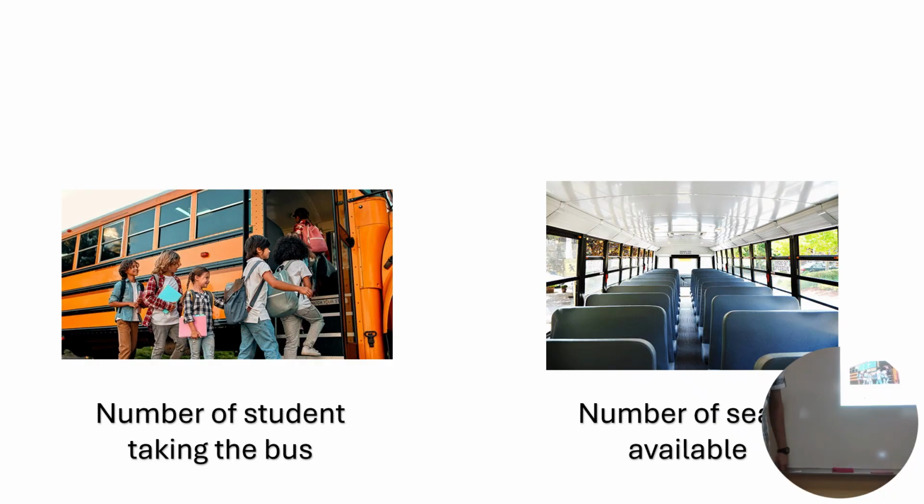What about this one? Number of seats available right here. That's inverse. Direct or inverse? Inverse. Inverse because the number of seats will always be the same, but the number of students will always be different. The more students, the less seats. Okay, yes. This is inverse. More students, meaning less available seats.